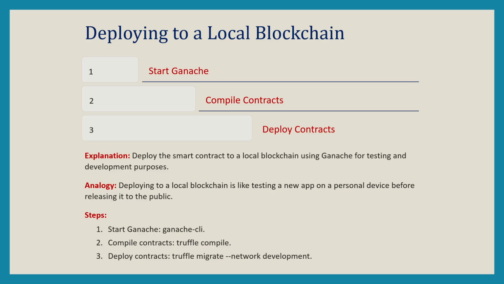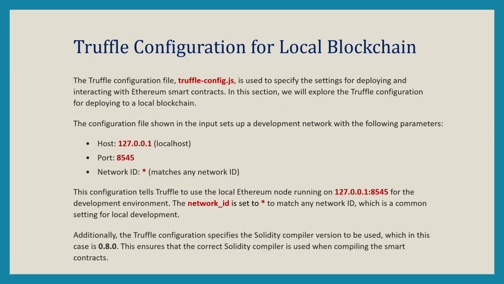So this is where Ganache comes in. The steps to do this: first, you start Ganache with the ganache-cli command. Then you compile contracts with truffle compile, and then you deploy contracts with truffle migrate --network development. Next is the Truffle configuration for a local blockchain.